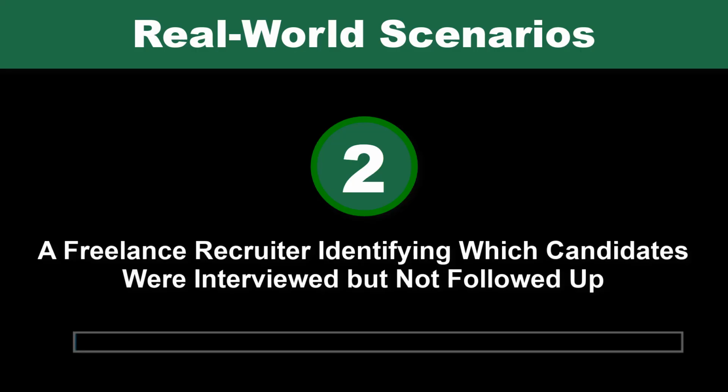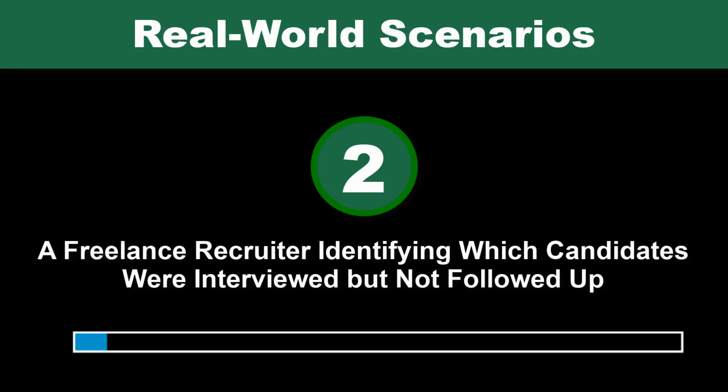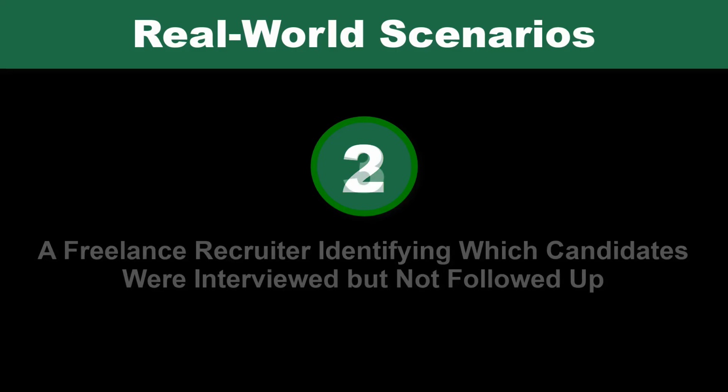A freelance recruiter identifying which candidates were interviewed but not followed up. A freelance recruiter had 2 lists in Excel, all candidates who completed interviews and all candidates who received a follow-up email. She needed to find who had been missed so she could reach out before the client deadline. Manually cross-referencing 150 names would have been tedious and error-prone. Compare Lists identified the candidates in the interview list but not in the follow-up list instantly. The List 1 only column gave her the exact names to contact, and no one slipped through.